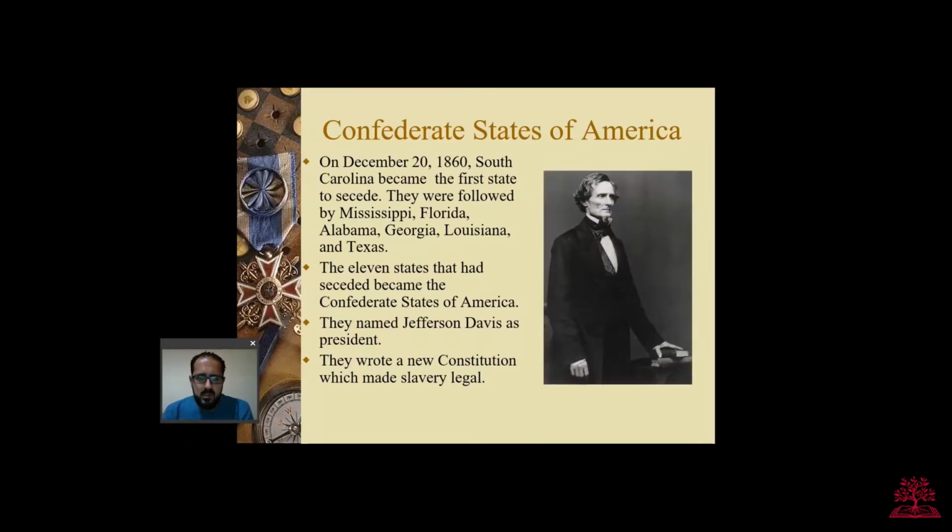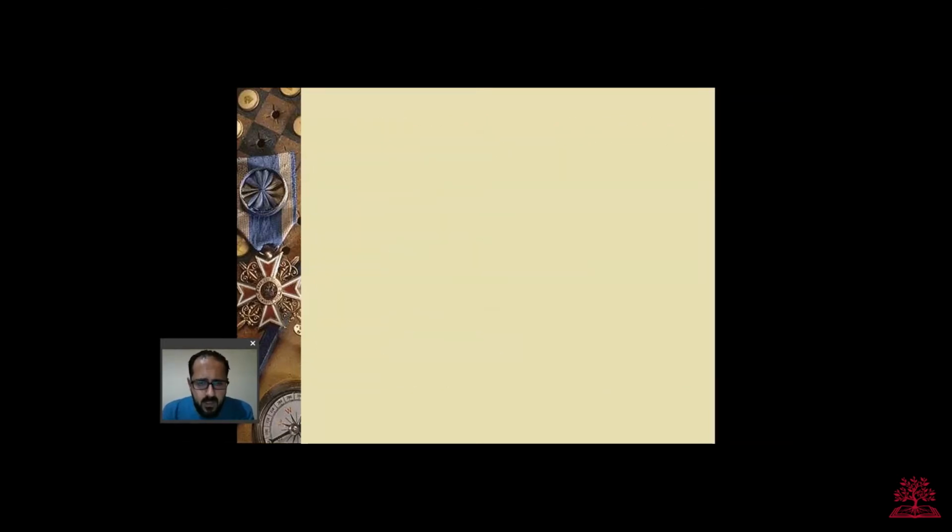And this was Jefferson Davis. This is the picture of Jefferson Davis, the president of the CSA, the Confederate States of America. Now, the Civil War. Before we begin with the Civil War, we have to know the answer to this question: what is the meaning of Civil War?